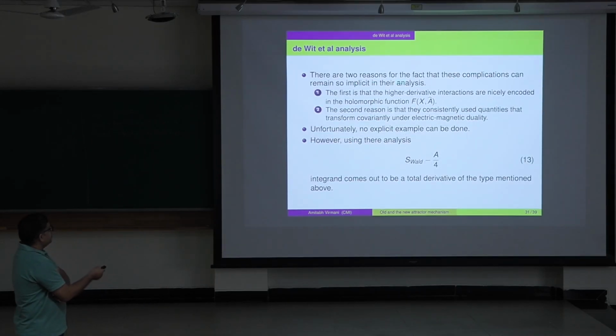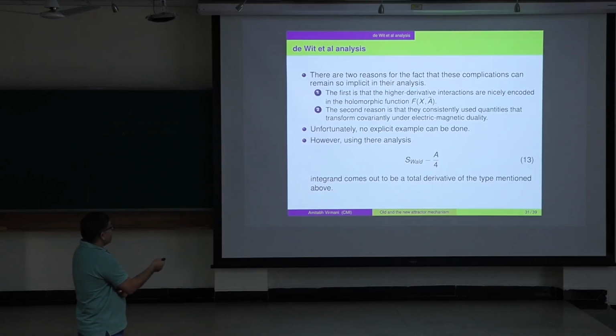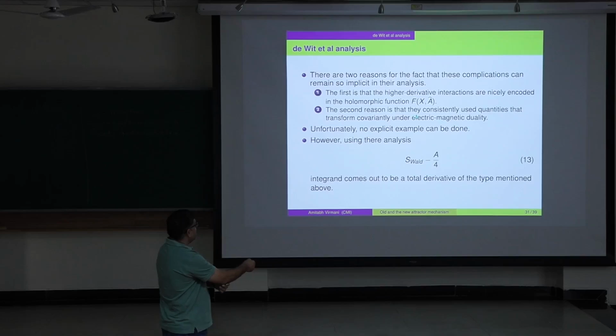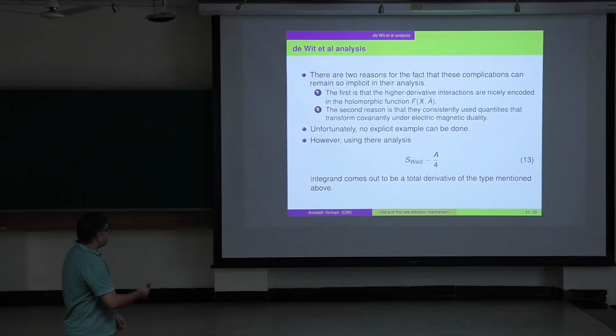The two reasons they are able to do this are, first, that the higher derivative terms are not the most general. They are the ones which are nicely encoded in this holomorphic prepotential function. And the second reason is that they are able to do this analysis consistently, in such a way that at each step they maintain electromagnetic duality. When this paper was written, it was a very curious set of results. No explicit example can be done, and the paper has many citations, but really no useful use of that paper has been made till now. But for our analysis, we were able to show that if one looks at S Wald minus A by 4, it turns out to be a total derivative in exactly the same way as required.